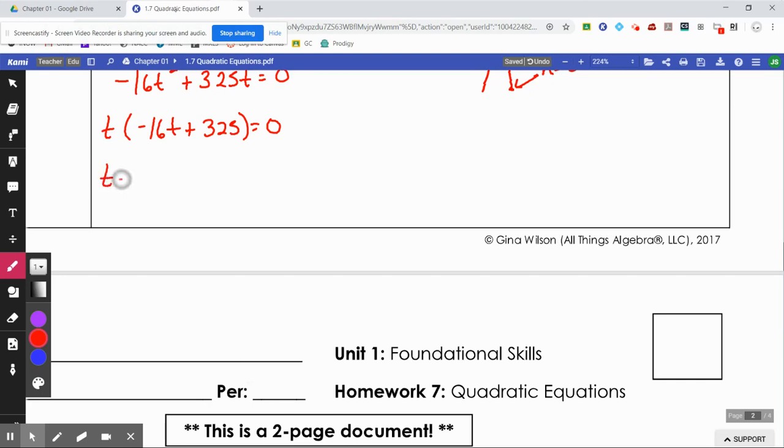Set the first factor equal to 0. You get t equals 0. Set the second factor, negative 16t plus 325, equal to 0. It looks weird with that t next to the plus. Subtract 325, divide by negative 16, and there you'll get t is equal to 20.3.